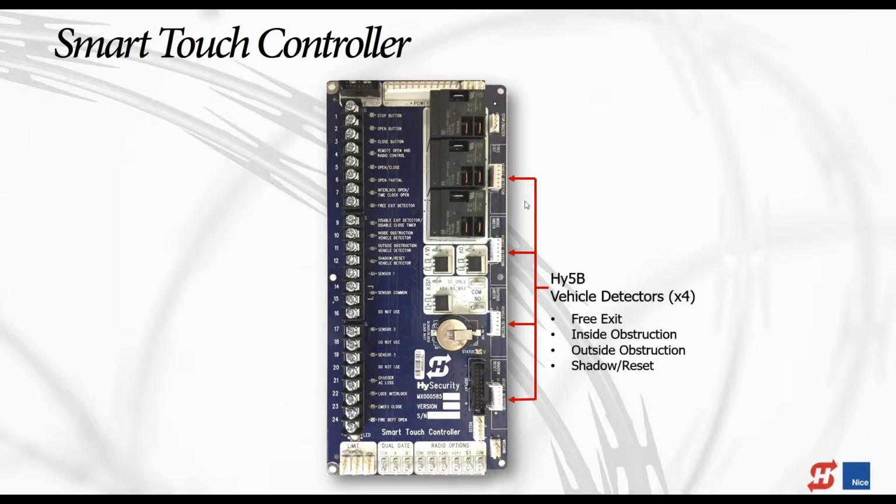On the right side, that's where we plug in our vehicle detectors, our HY5. Oh, is that a typo? No, that's right. We have a new one called 5B, right? So we've had the HY5As out there. We just launched in the beginning of June our new HY5B. We'll talk a little bit more about that coming up.